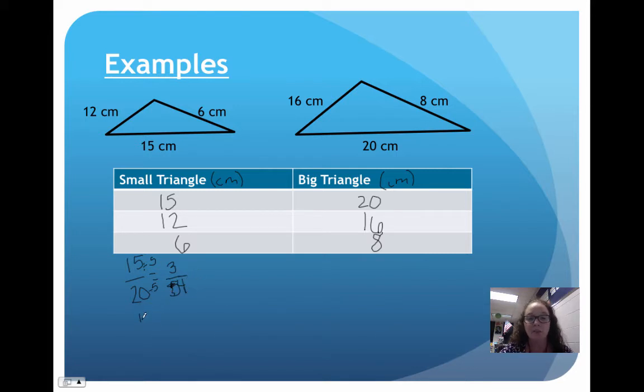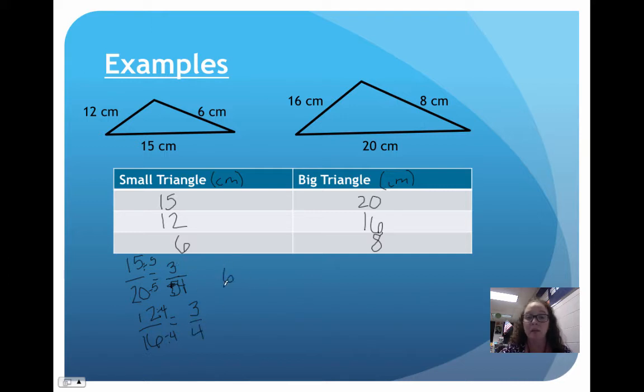All right, 12 to 16. Greatest common factor of 12 and 16? You got it. It's 4. So 12 divided by 4 is 3. 16 divided by 4 is 4. There's our ratio again, 3 to 4.